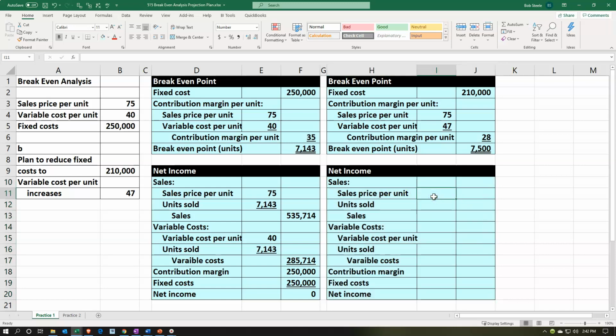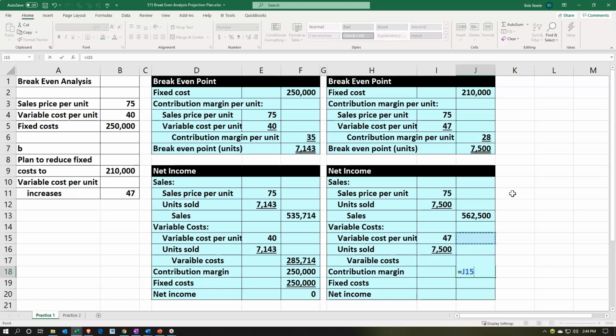We're going to take the sales price per unit, and then we're going to take the units sold, now 7,500, multiplying that out, that being 75 times the 7,500. Then we got the variable costs, which are going to be equal to the $40. So we'll pick up the $40, and actually this isn't $40 now, this is the $47. The units we're going to sell is going to be that 7,500. This is going to be equal to the 47 times the 7,500 units.